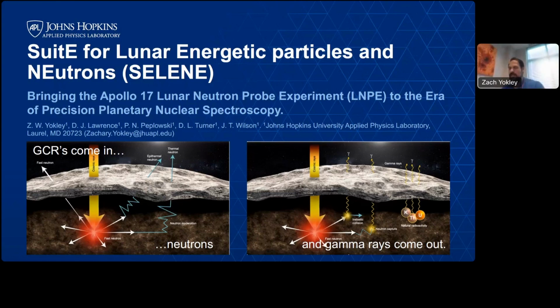And so this escaping flux of the neutrons in the various energy regimes, fast, thermal, and epithermal, as well as the gamma rays, are the signals that we would detect in a nuclear spectroscopy experiment. Next slide, please.